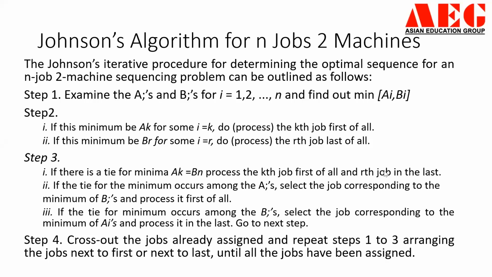If the minimum is Ak for some i equal to k, process the kth job first of all. If this minimum is Br for some i equal to r, process the rth job last of all. If there is a tie between the minima Ak and Br, process the kth job first of all and the rth job last. So this is the process actually. First of all we do some practical questions, then we will discuss the algorithm again, because it is difficult to understand without any questions.